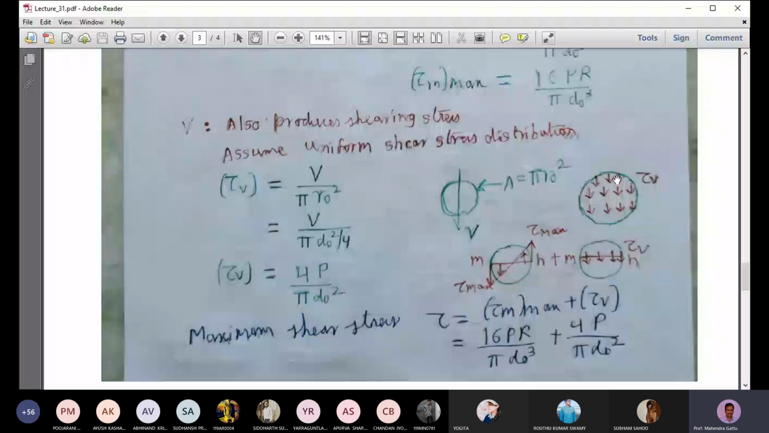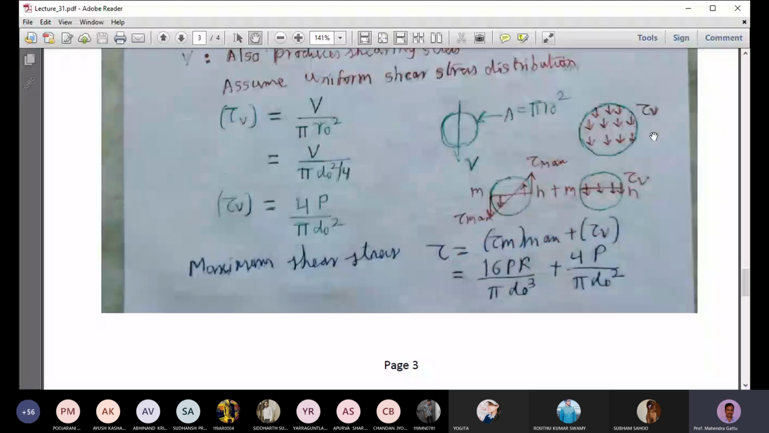So the distribution of the shear stress is uniform, and it's acting in the downward direction. That is the shear stress due to the shear force P. Now we have shear stress due to the torsional moment M, and shear stress due to the vertical shear V. So along the diameter Mn, we plot the shear stress.